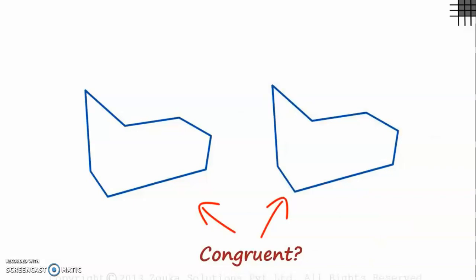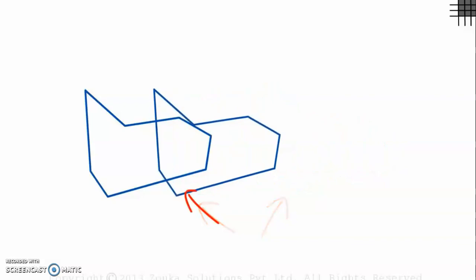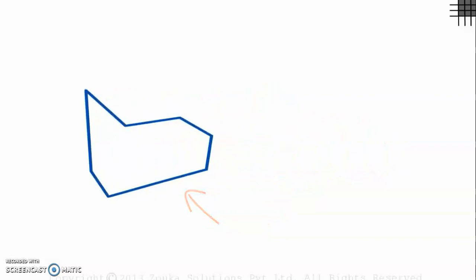Well, they look like each other, but the condition for congruency says that these two figures are congruent if, when one is placed on the other, they both overlap exactly. If we move this one over the first one, we can see that it overlaps exactly. It means they are congruent figures.